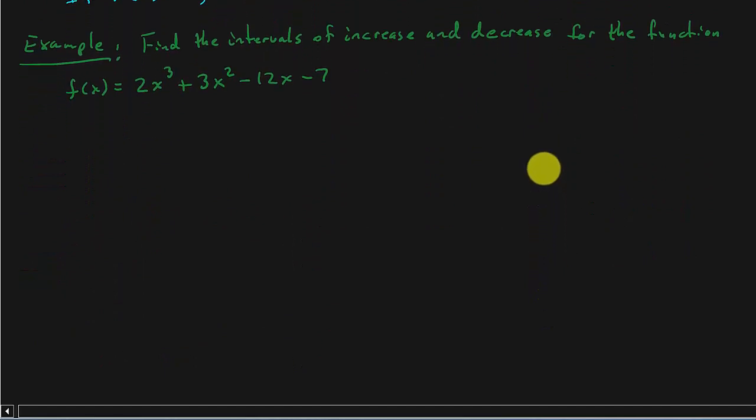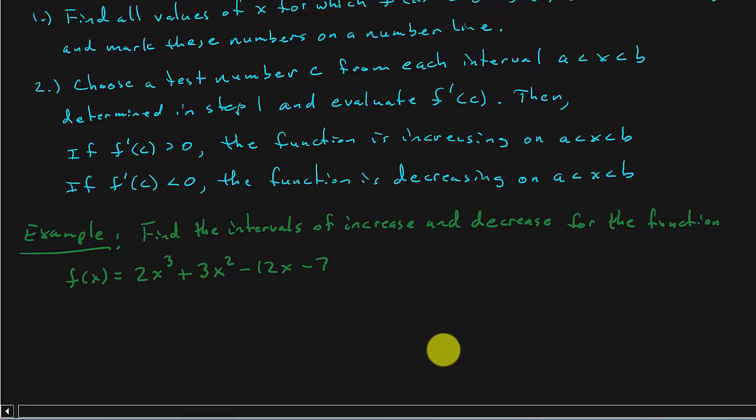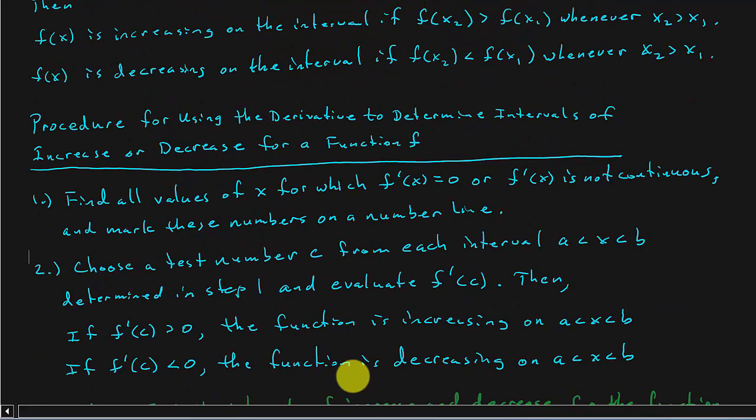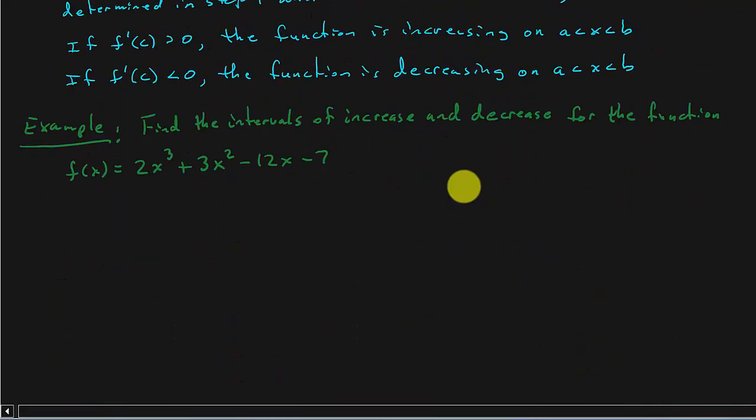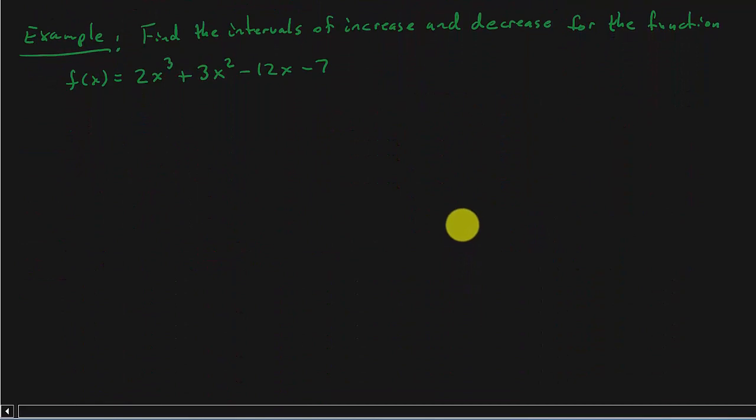So let's look at this example here, and I'm going to explain this more. Basically, in this next example, we're going to look at both of these. And it's just easier to understand with the example. So find the intervals of increase and decrease for this function here. All right, so to do that, we need to find the derivative.